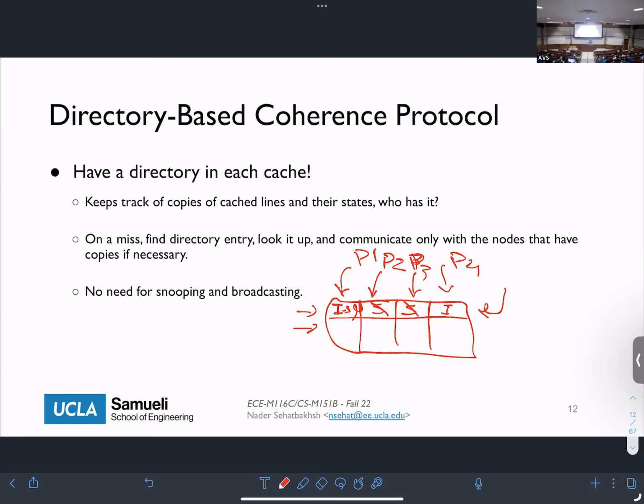So basically, this is a unified table. It's a directory where everything is kept. Whatever activity happens goes directly into this directory. The directory decides the next step for every single cache, every single core. We send out the commands to each core, saying you do this, you do that. If a cache doesn't need to do anything, then of course we don't need to send anything to it.